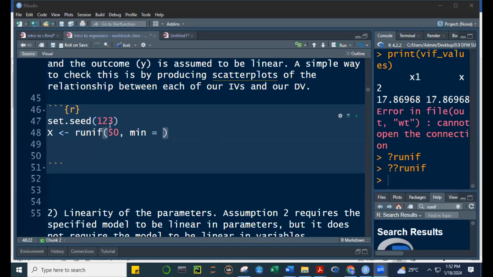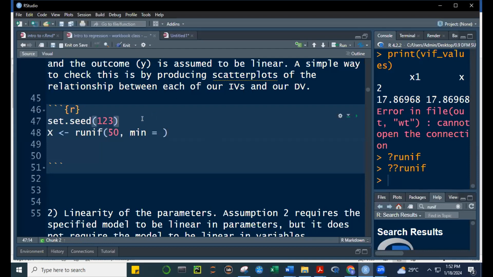Okay. So as I said, we set that seed, right? So that we generate the same numbers. I'm creating this object X and assigning it using the assignment operator, right? So instead of typing less than and then dash, you can just press alt minus, or option minus.